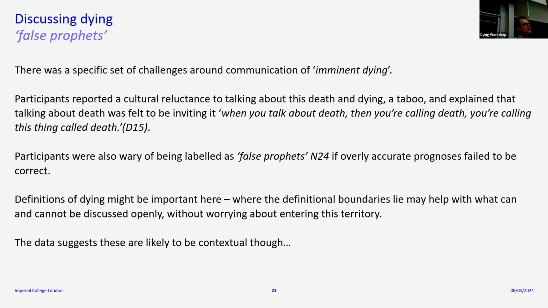So one of the themes that came out was the ethical challenge around discussing dying. And obviously a definition of dying is going to be sort of core to that word dying. What are we discussing? What are we trying to talk about? Actually, this was more around the challenges of communication of imminent dying, rather than dying in a broader sense.